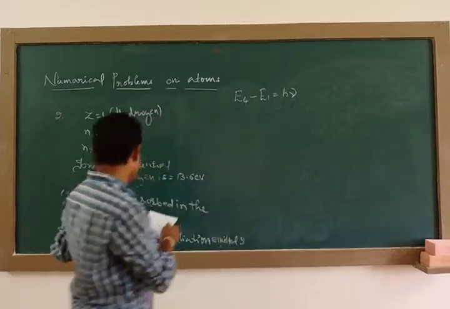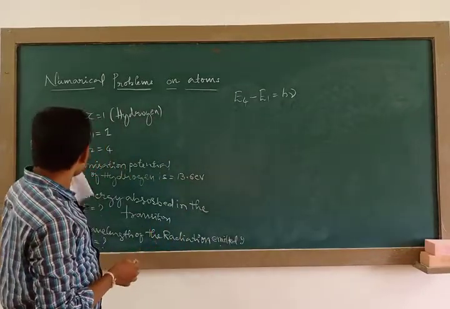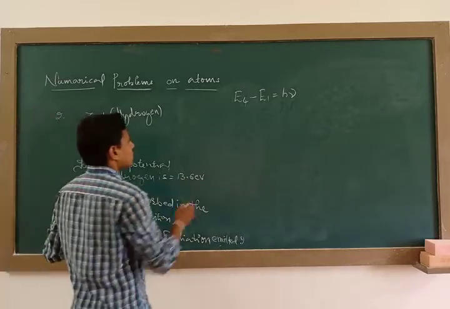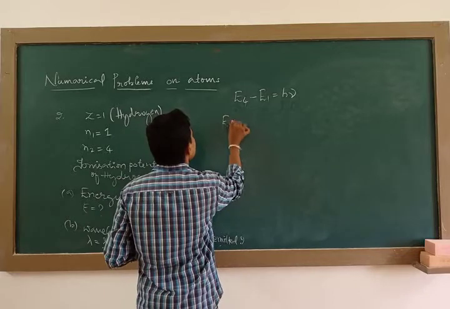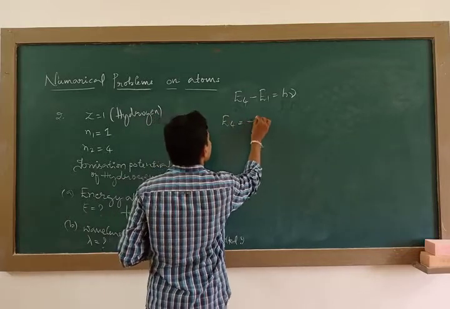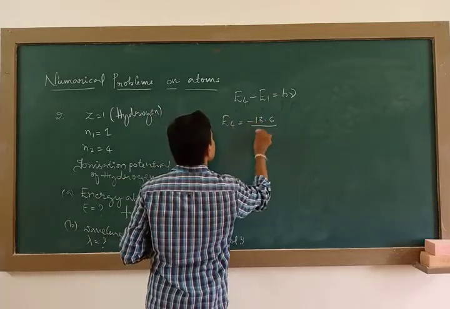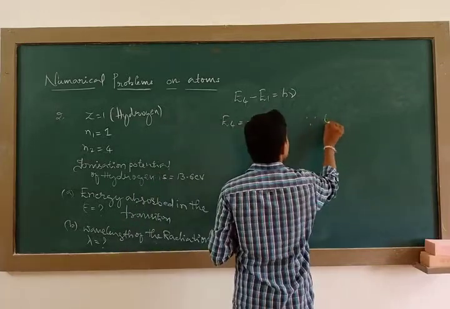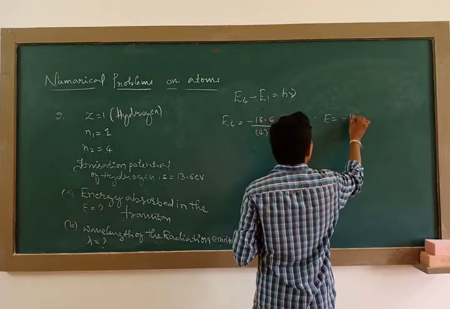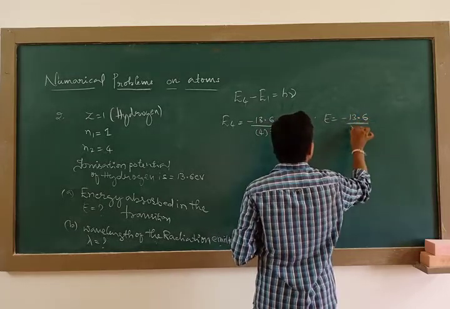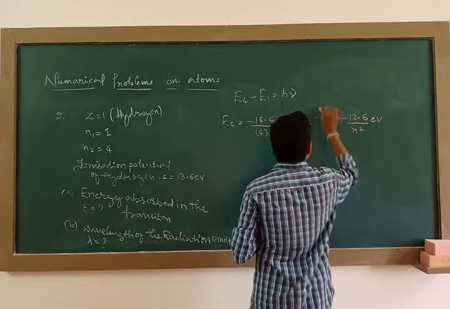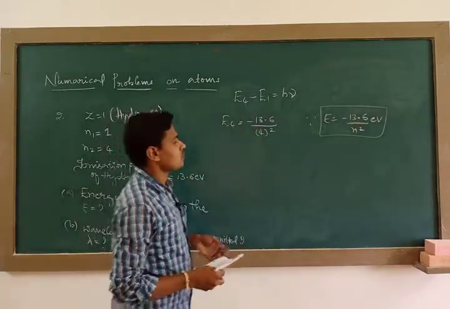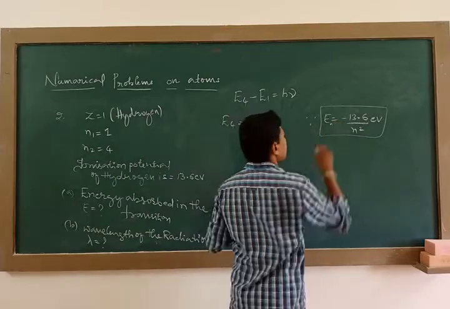For hydrogen atom, Z is equal to 1, and N1 is equal to 1, N2 is 4, they have given. Okay, fine. So we know that the energy of the electron in the fourth orbit is equal to minus 13.6 by N square, that is 4 square. We already calculated this. Energy of the electron in the nth orbit of the hydrogen atom is given by E is equal to minus 13.6 by N square electron volt. So this is for energy in an nth orbit.